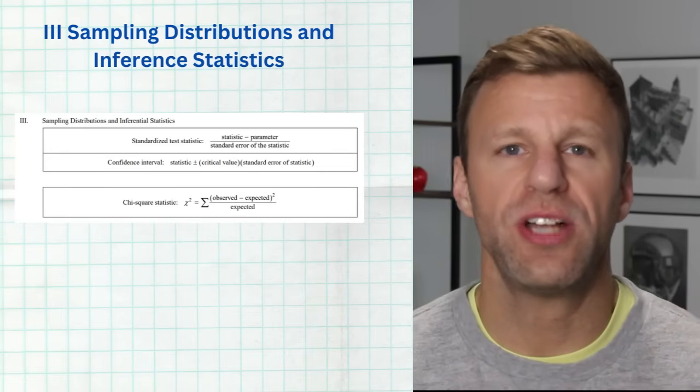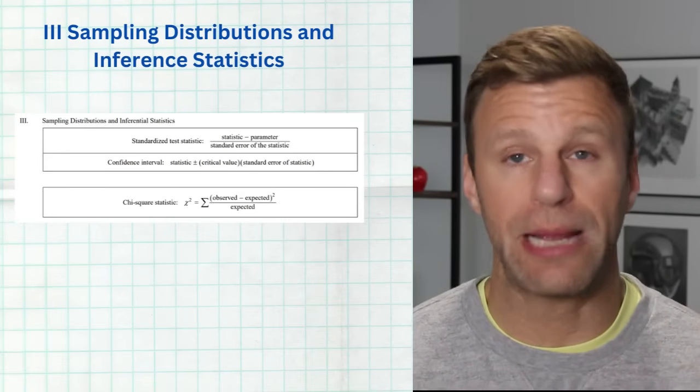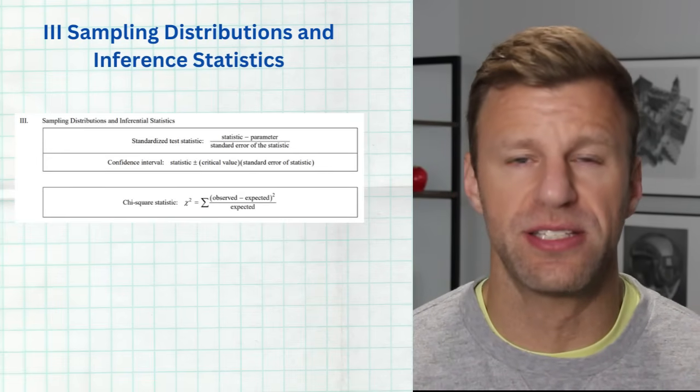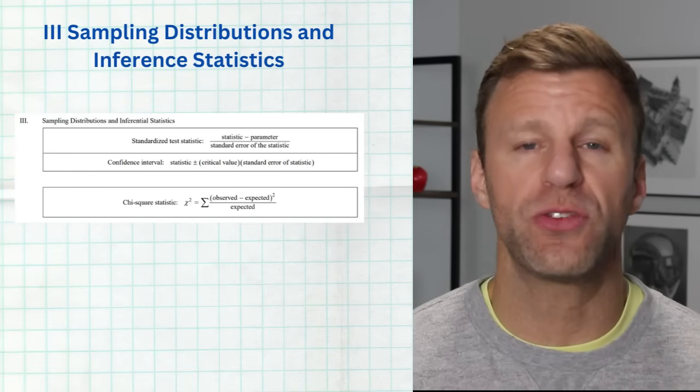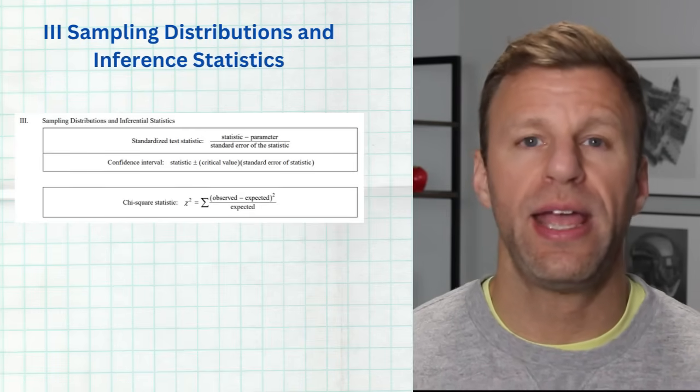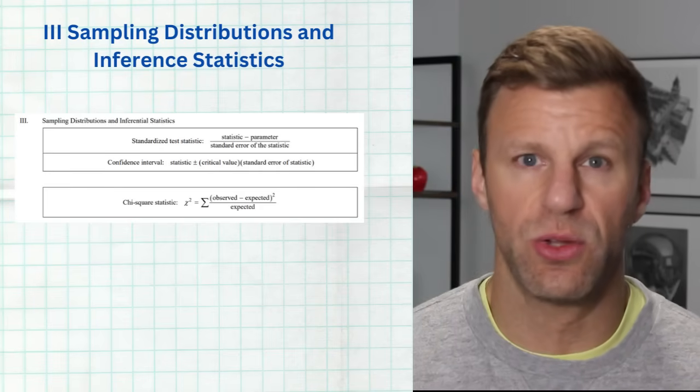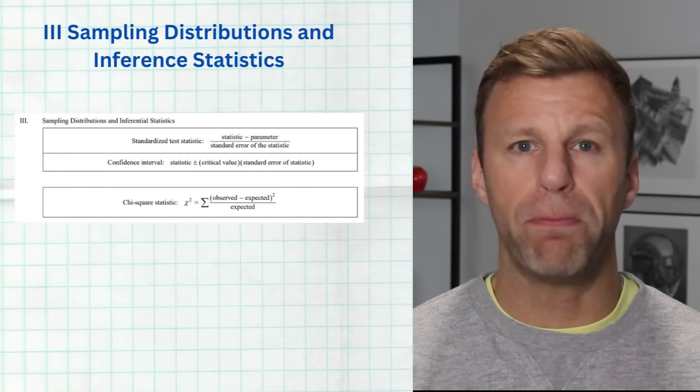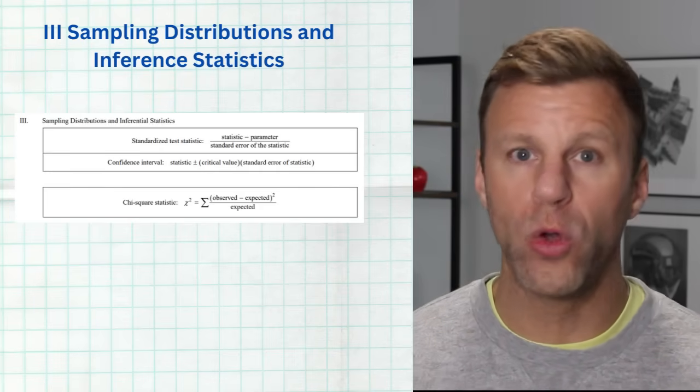The third section of the AP Stats formula sheet covers sampling distribution and inference statistics. This is also going to be a very useful section to you as you go throughout the problems and deal with anything that deals with statistical inference. So this is going to be the very bottom of the first page and then the whole second page of that formula sheet.